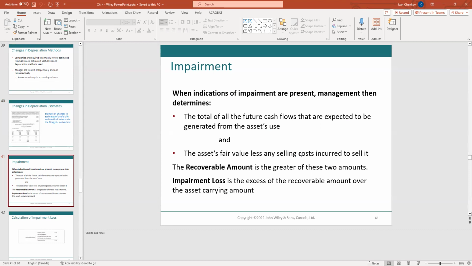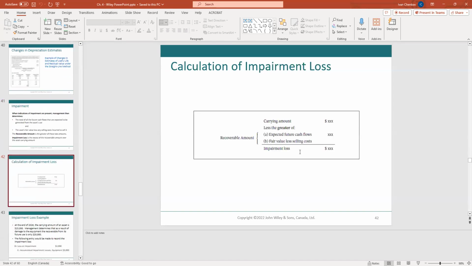The recoverable amount is the greater of the total of all the future cash flow which is expected from the asset, and the fair value less the selling price. Impairment loss will be an expense over the income statement. So again, what we're going to do, we're going to check the carrying amount. Then we're going to see which is greater, expected future cash flow or fair value less selling price. We're going to apply the greater of those two.